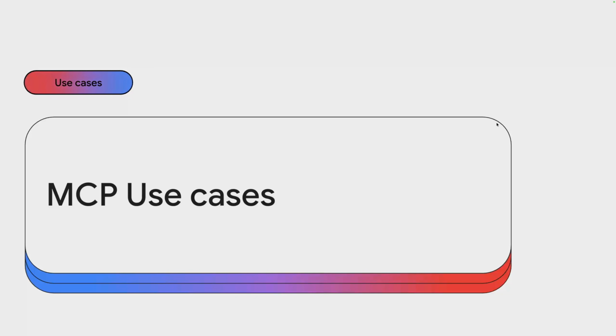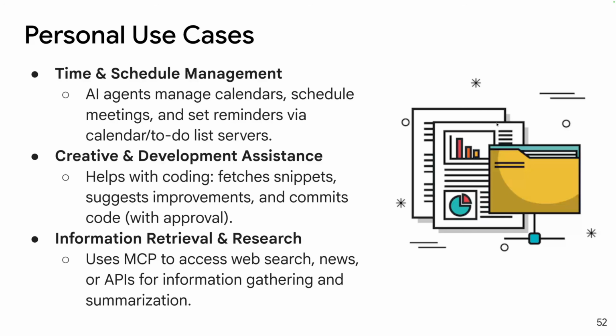So what are the MCP use cases? For personal usage, as an end user, how do you use MCP in your personal life? You can use it for time and schedule management. You can connect your MCP to your calendar, for example Google Calendar. You can just use your large language model to set calendar events, schedule meetings, or set reminders. Just type in the prompt: can you remind me, or check my calendar, is there any upcoming meeting that I need to attend?